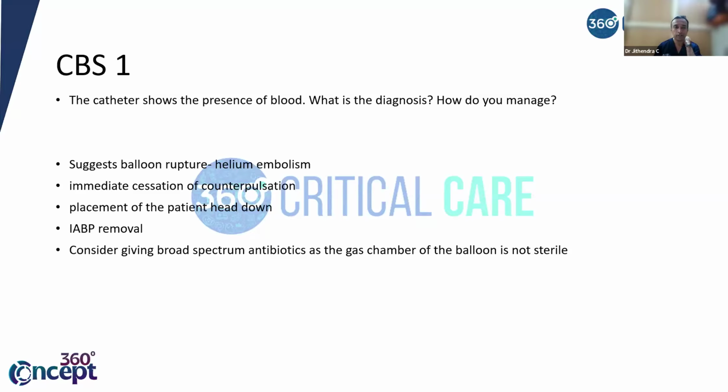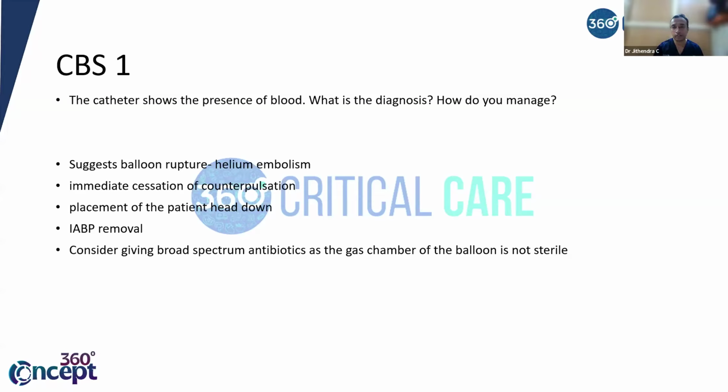Put the patient head down, remove the IABP, and consider giving broad spectrum antibiotics. Why? Though the outside of the balloon is sterile, the inside of the balloon is not sterile, and the gas chamber is not sterile. So there is a chance of infection. So your complete answer would be: stop the machine, put the patient in head down position, remove the IABP. If the patient requires support, insert a new one. And in the meanwhile, also start him on some antibiotics because this is unsterile. This was the first question.